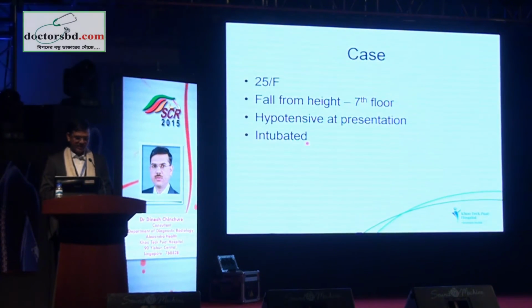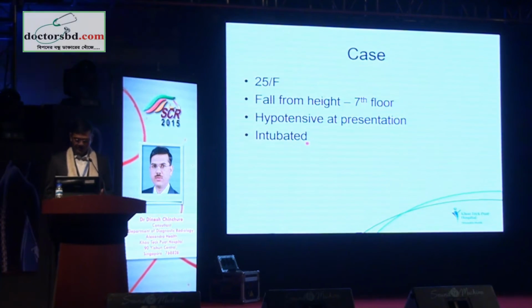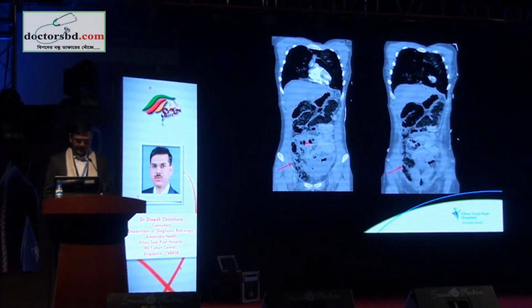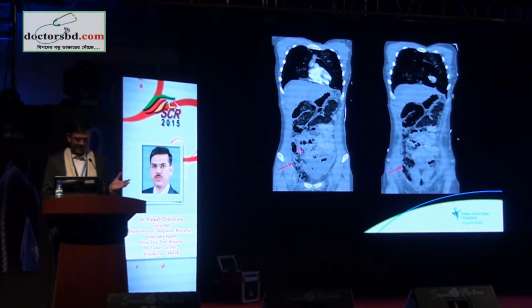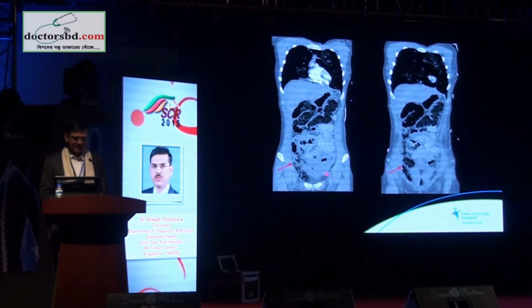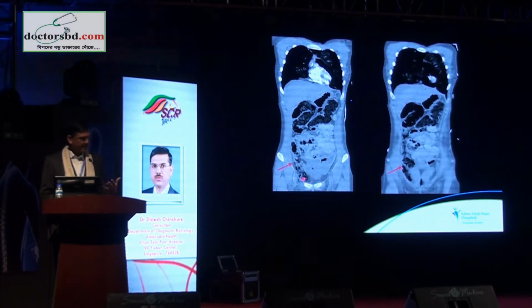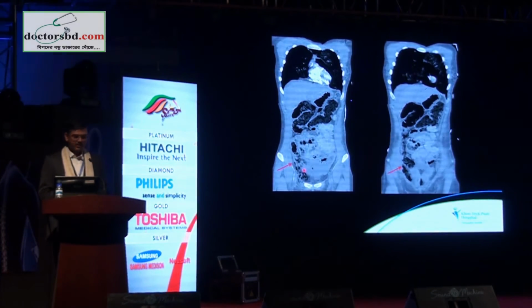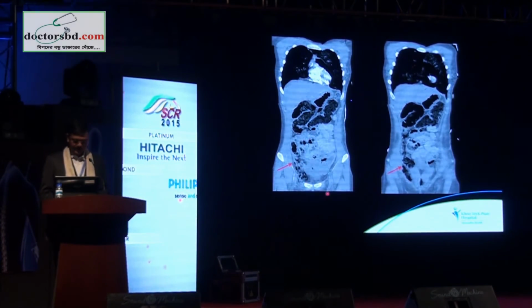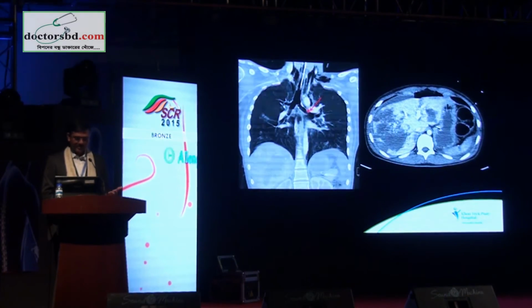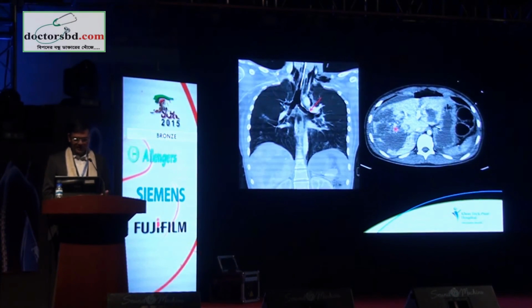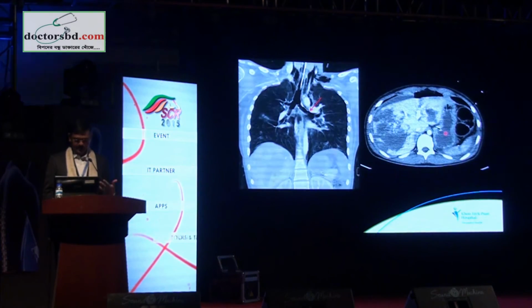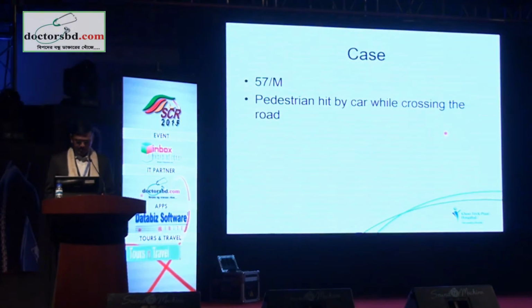Young lady fell from height from the 7th floor, hypotensive at presentation. What we see here, I just adjusted the windows, so you can see that there are free and mottled lucencies in the right iliac fossa. This is because of the cecal perforation and fecal peritonitis. This patient also had a left main bronchus injury, liver injuries, and splenic injuries. She didn't really make it.